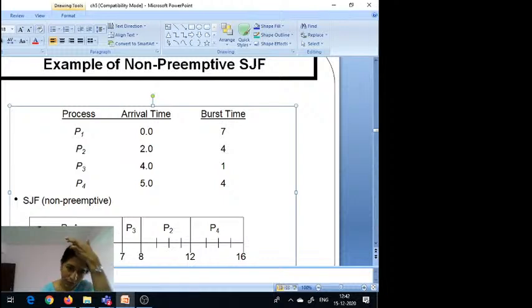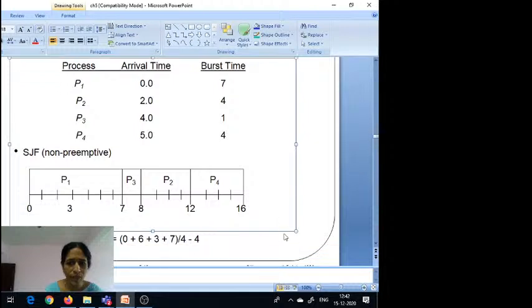Completion time for P1 is what? 7. Completion time for P3 is 8. Completion time for P2 is 12. Completion time for P4 is 16. Now find the waiting times.